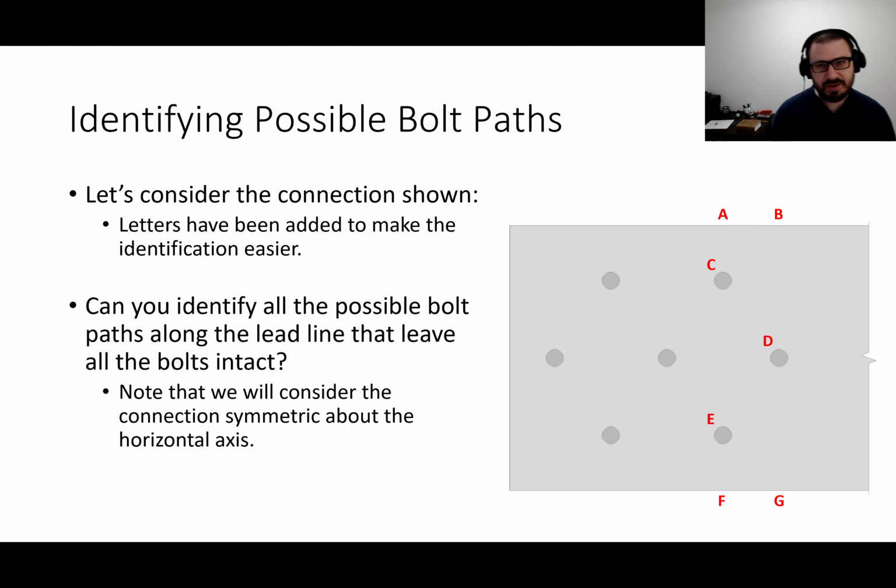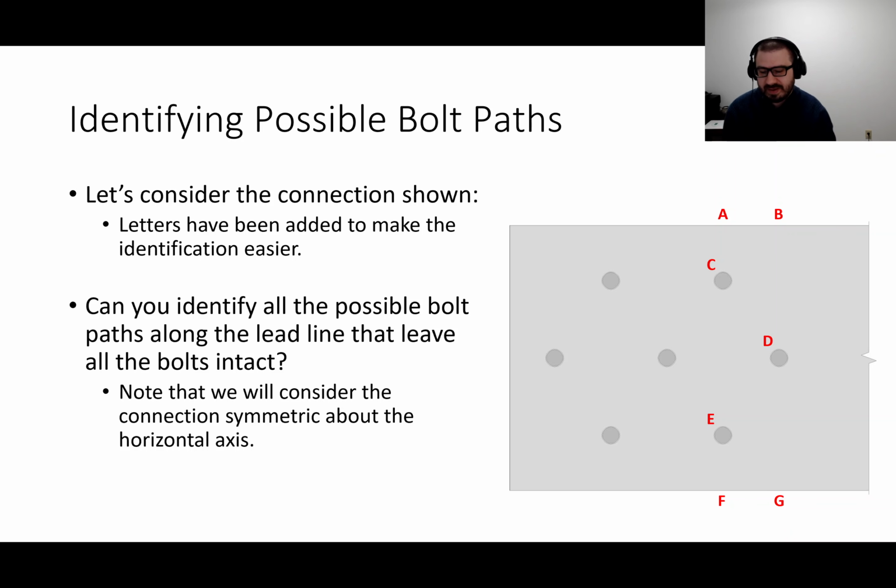What we're going to try and do is identify all the potential ways that a net area section could fail. And this is one of the, I don't want to say downsides of a staggered connection, but it is one of the realities of it, that there are multiple potential ways that the segment can fail. And so we have to investigate all of them.